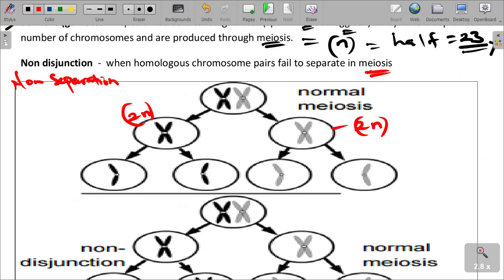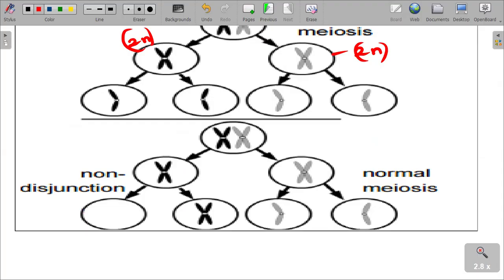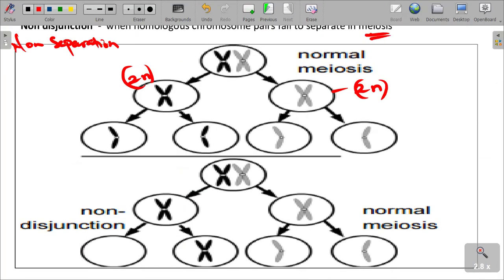So now we need to talk about the formation of gametes, where the cell must divide in order to give us a cell. So if you look at this stage, we say that we have normal meiosis that has taken place.